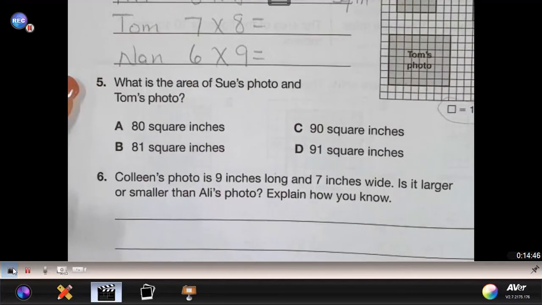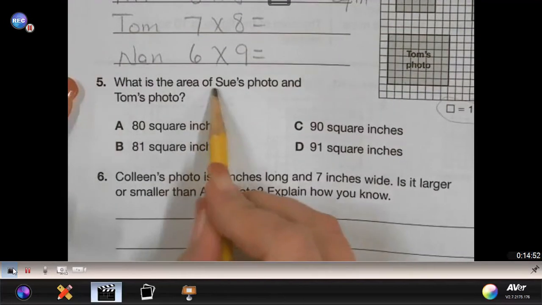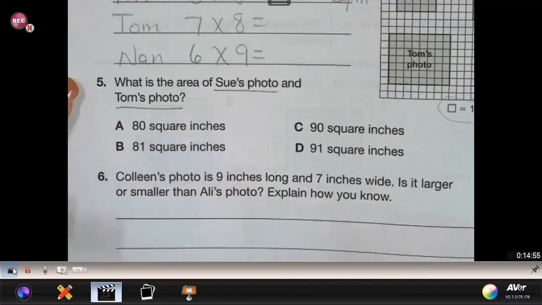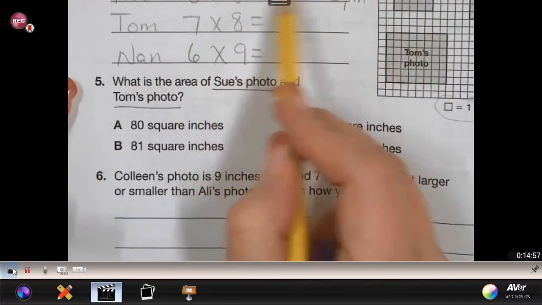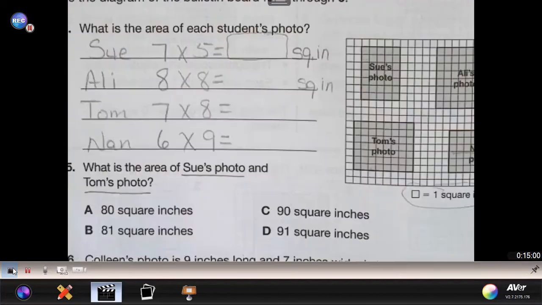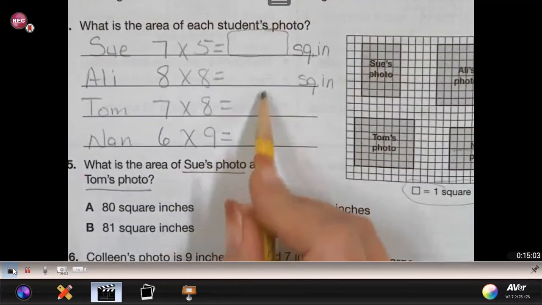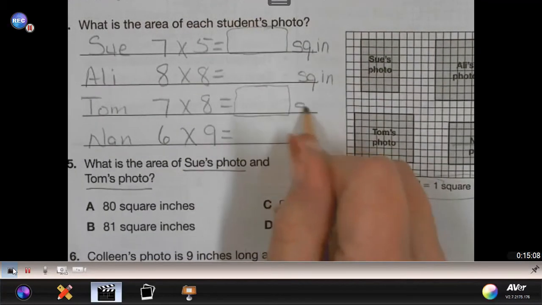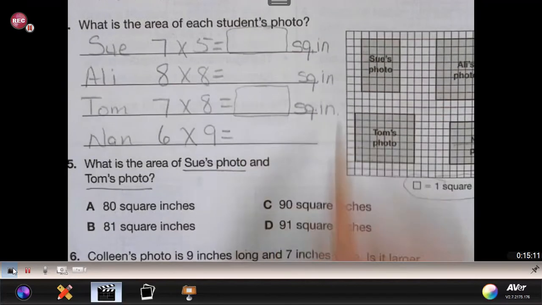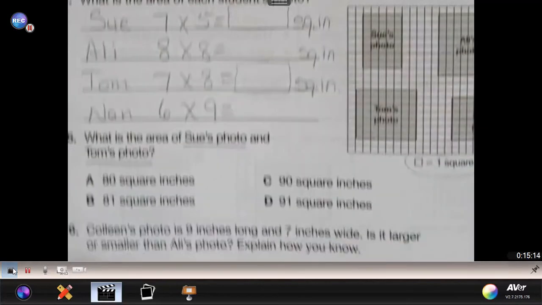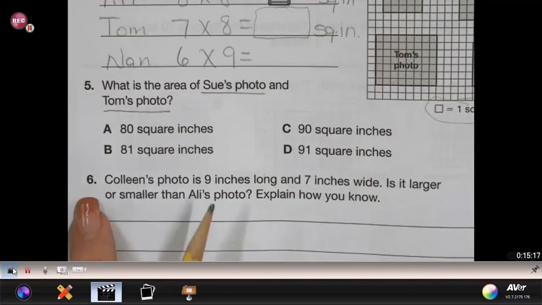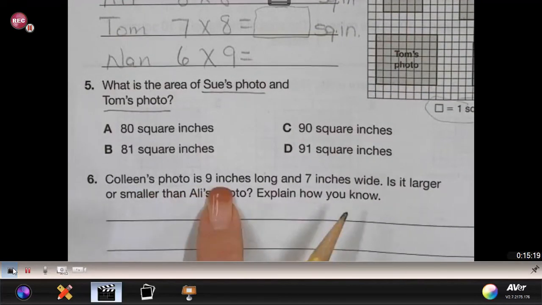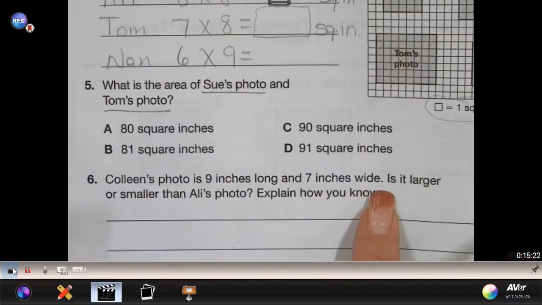So make sure you have a piece of grid paper handy. You're looking at the area of Sue's photo and Tom's photo. So when you solve for Sue's photo and Tom's photo, you're going to come up with a total amount of square inches. Remember to say that this is square inches. We're pretending to add another photo on for number 6. So it says Colleen's photo is 9 inches long and 7 inches wide. Be sure to use your grid paper here.